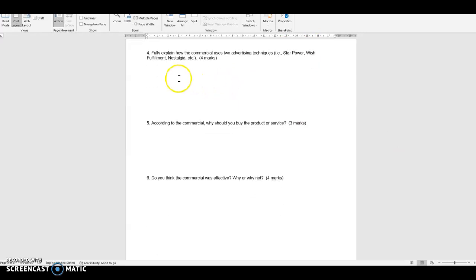Question number 4, fully explain how the commercial uses 2 advertising techniques. So I briefly reminded you here, star power, wish fulfillment, nostalgia. Those are 3 of the advertising techniques, but you can go back and look in the content of the activity for all of the advertising techniques for an explanation.